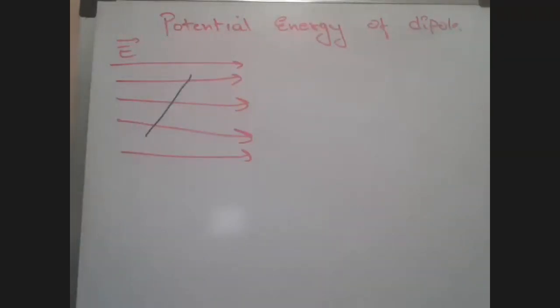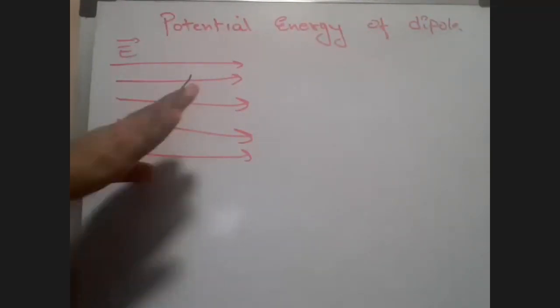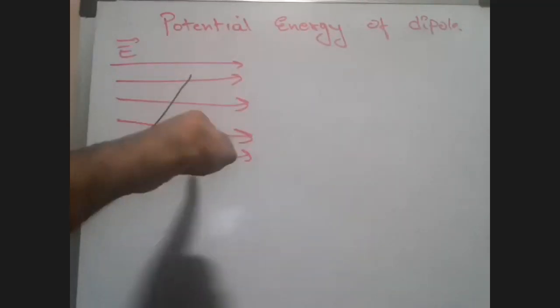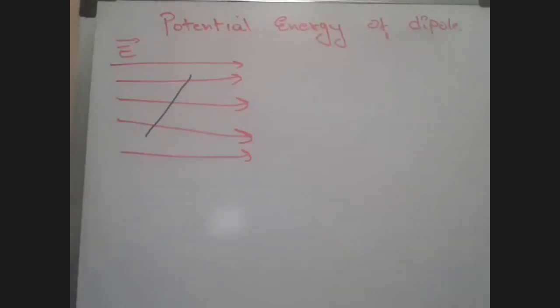So yesterday we also studied torque. Everyone remembers torque? What is the formula for torque? Force into perpendicular distance. So what we got was torque equal to P cross E, that is, PE sin theta. And what was the direction? If I take P here and the electric field here, and apply the right hand rule, where is the direction of the torque? Inside the plane. So PE sin theta.